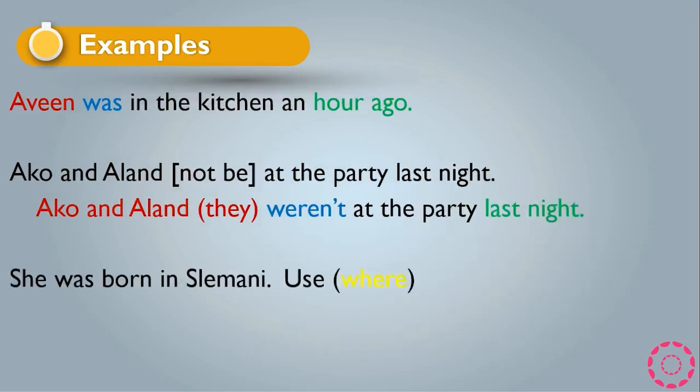She was born in Slemani. It says use where. So it became: where was she born? We have to remove Slemani. Why? Because Slemani is a place, and the sentence is asking about place. So we should remove the place because we have where, and the sentence became: where was she born?